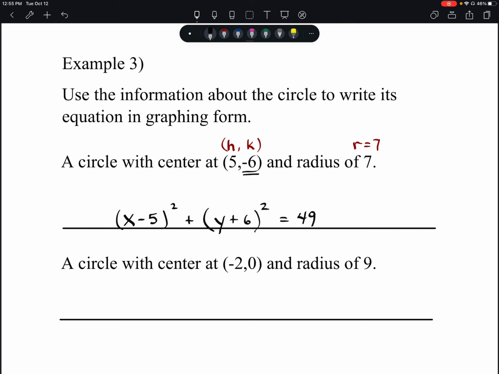Then it says for the next one, a circle with center at -2, 0 and a radius of 9. So again, if you need to pause it and do it so you can check it, please do that.